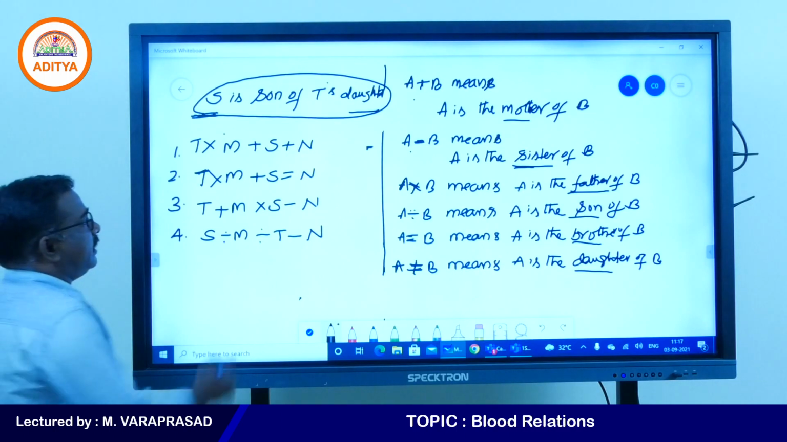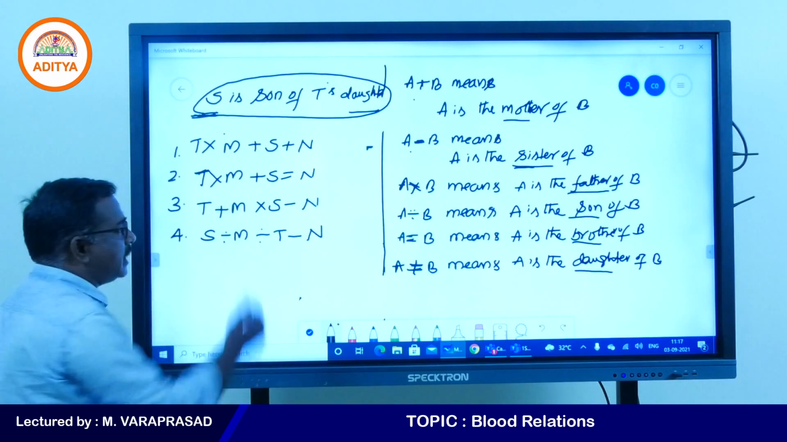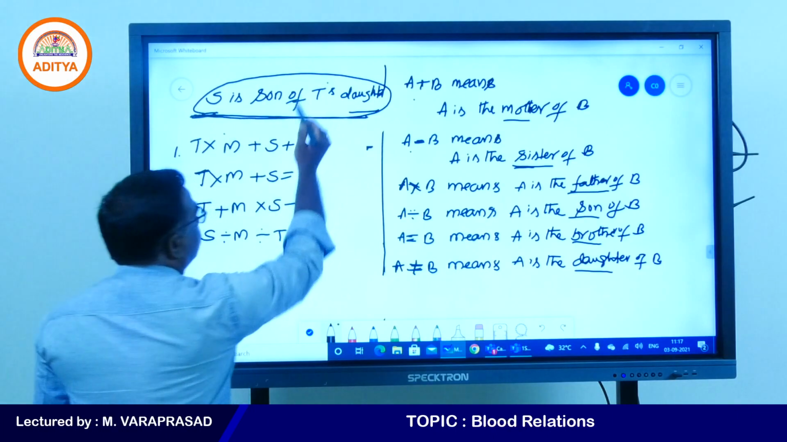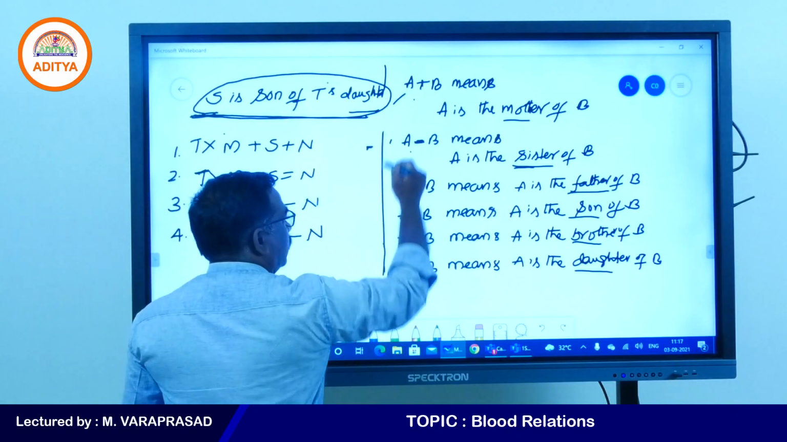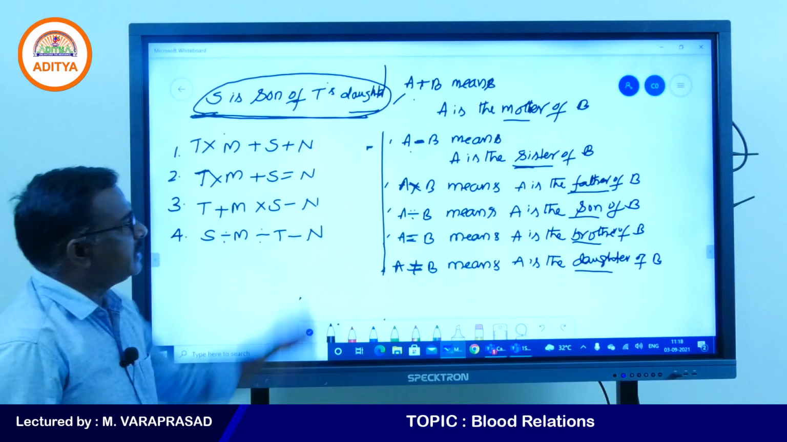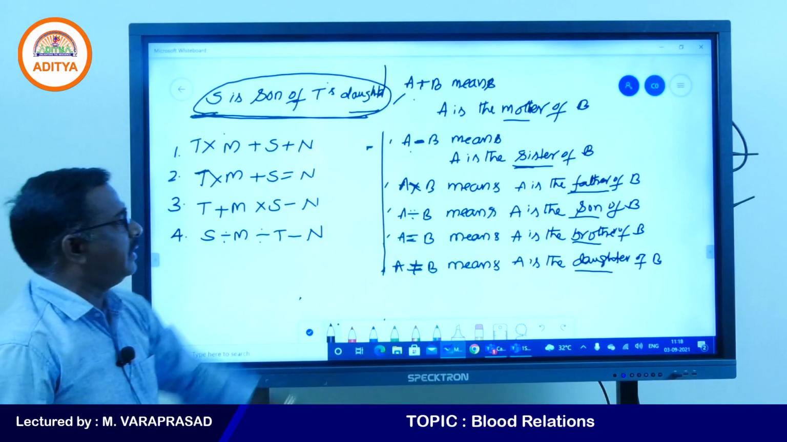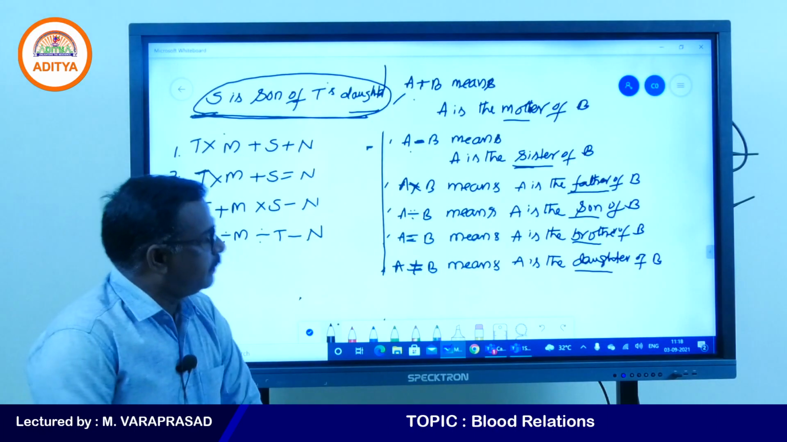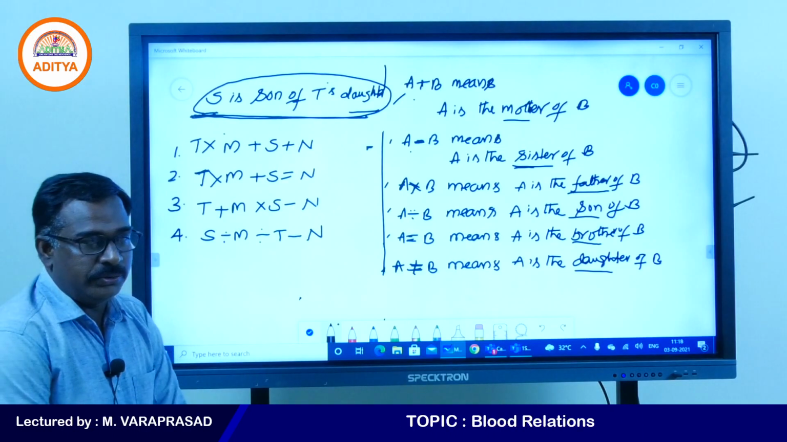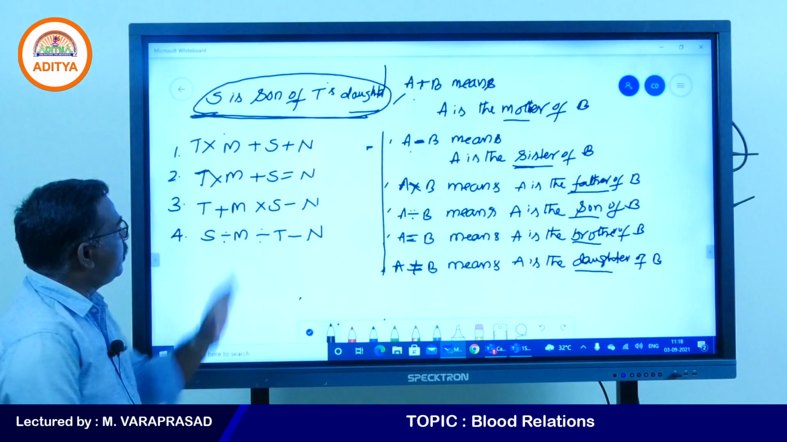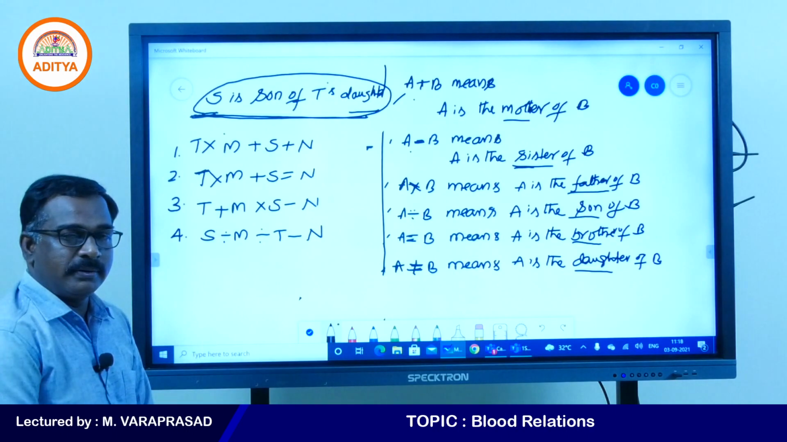S is son of T's daughter. Which of these four options will give the relation "S is son of T's daughter"? By using these symbolic languages, we can answer this question. Plus means mother, minus means sister, into means father, divided by means son, equal to means brother, not equal to means daughter. Use those relations according to the symbols and find out which relation is giving the answer here.